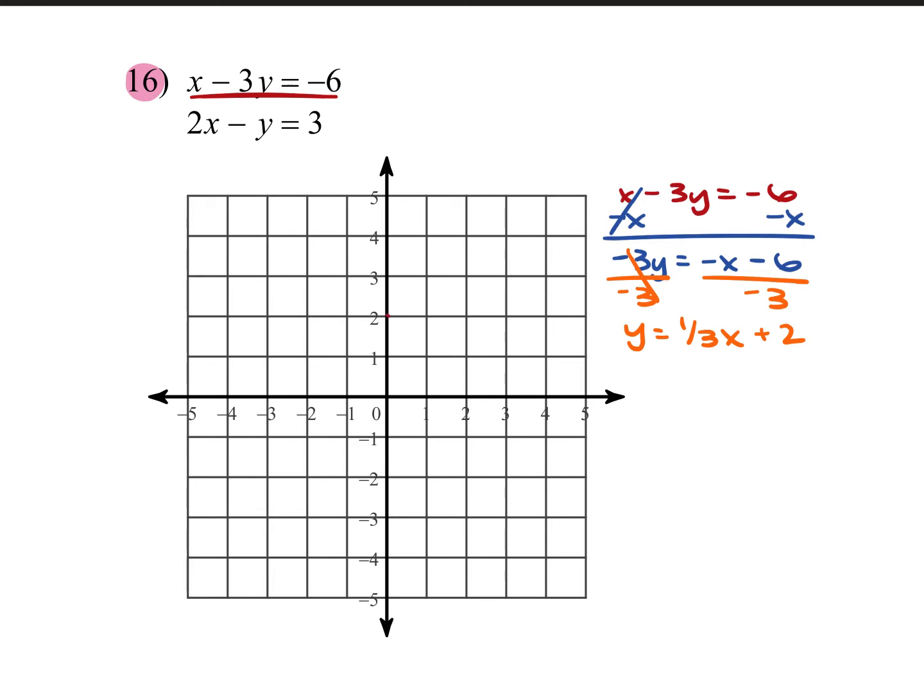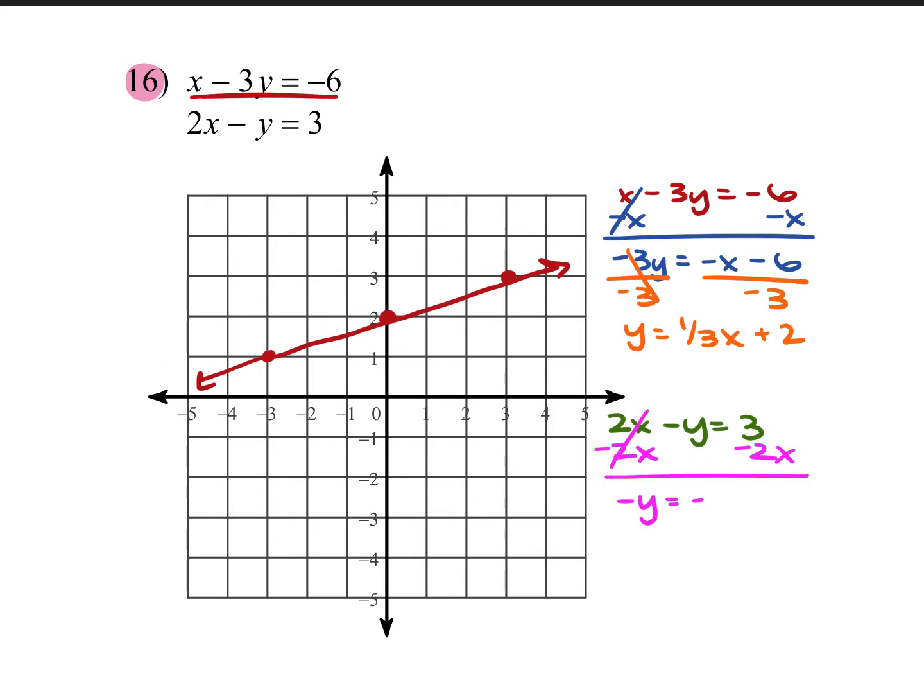So we have a y-intercept at 0, 2. From there, we're going to go up 1 to the right 3, or down 1 to the left 3. We draw the line through those points, and then we move on to the next function. The next function we have is 2x minus y is equal to 3. We're going to subtract the 2x from each side. We have negative y is equal to negative 2x plus 3. We then divide each side by the negative 1. Changing the signs on everything, we have y is equal to positive 2x minus 3.